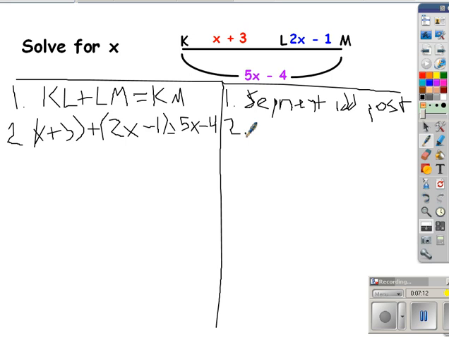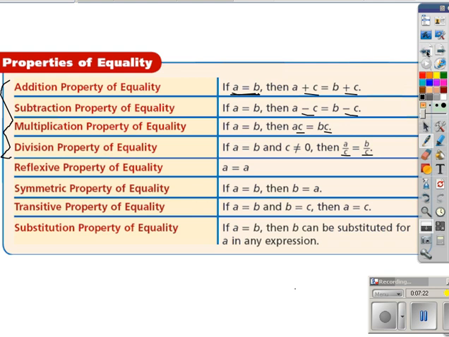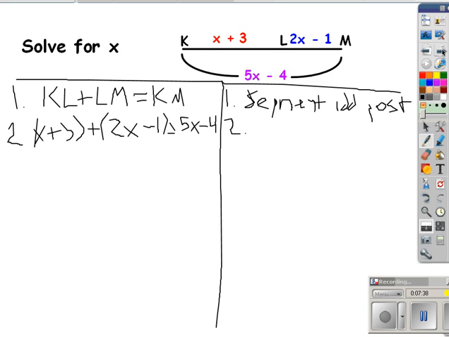So what I've done there is I've substituted something in. I've substituted x plus 3 for KL. So looking back here, that bottom property, the substitution property, says that if A equals B, if KL equals x plus 3, then B can be substituted for A in any expression. So KL is the same as x plus 3, so I've substituted that in. This is the substitution property.